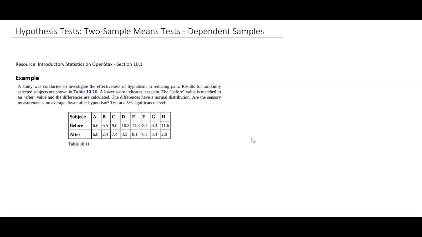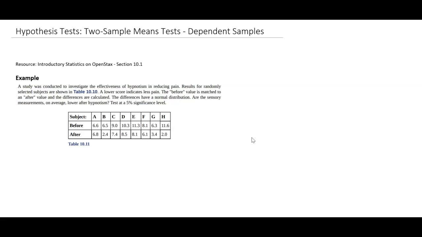We want to know, does the after score have a lower score? Okay, so do the sensory measurements on average lower after you have been hypnotized? So what makes this a dependent samples test is that each and every subject has a before and an after score. And so I have to actually look at the differences for each person.